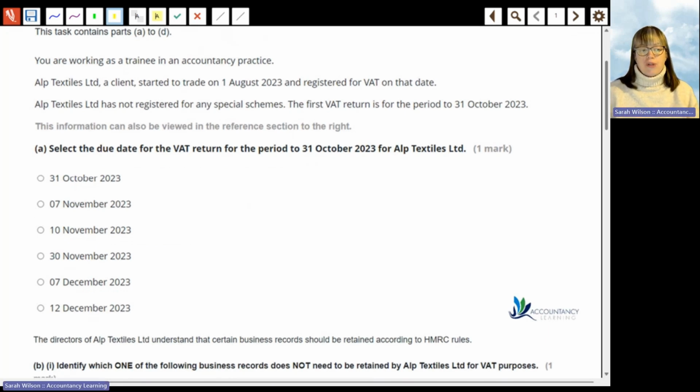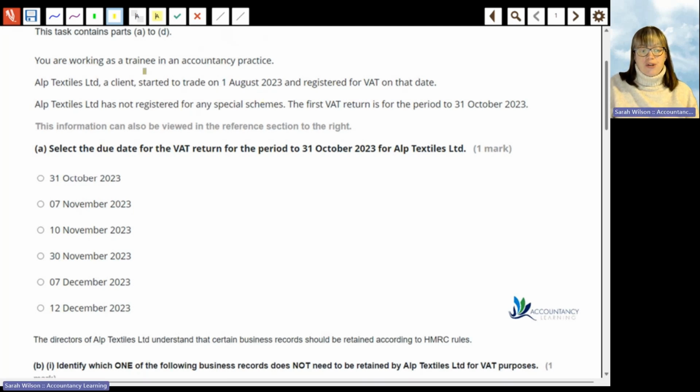First of all, we're told that you are working as a trainee in an accountancy practice. ALP Textiles Limited, a client, started to trade on the 1st of August and registered for VAT on that date. ALP Textiles Limited has not registered for any special schemes, and the first VAT return is for the period to the 31st of October 2023.